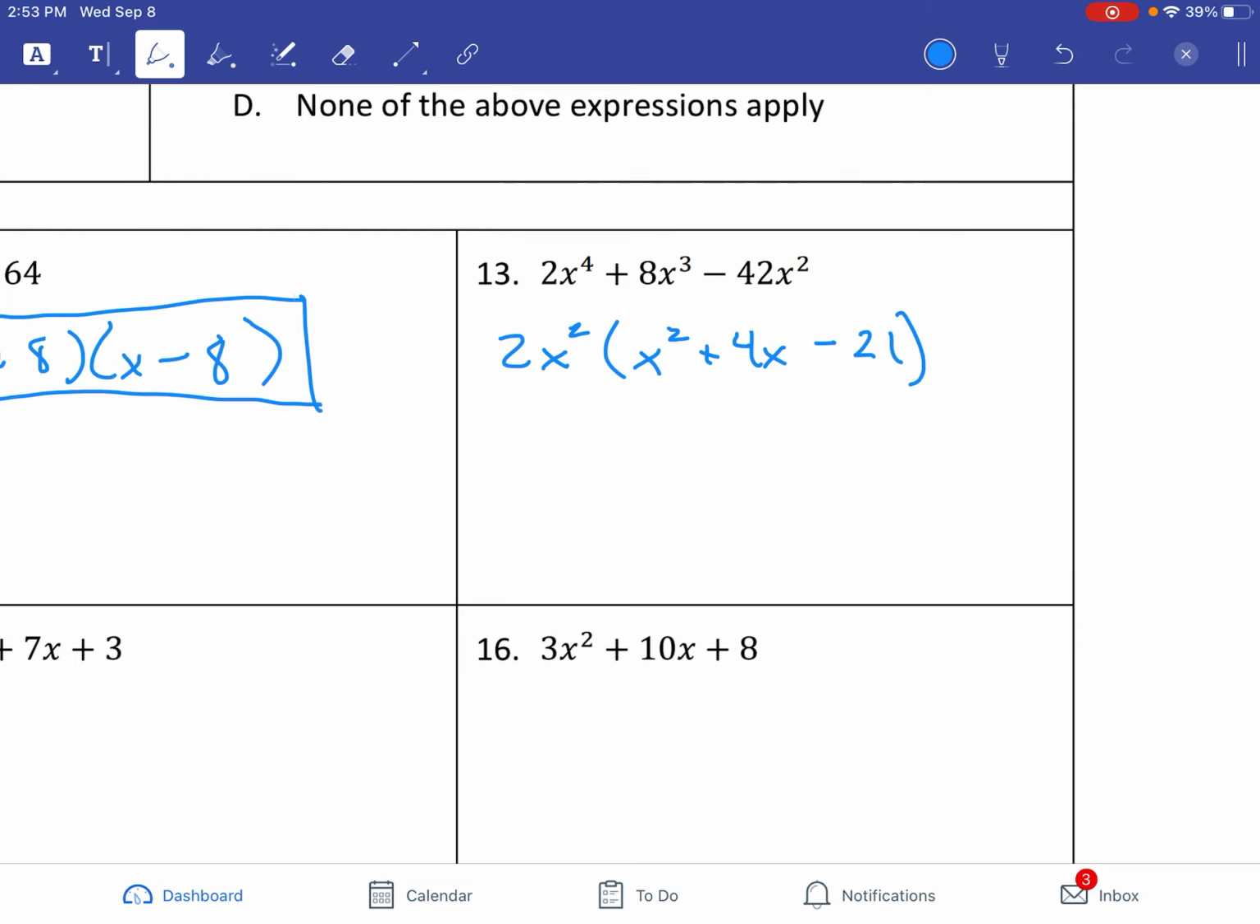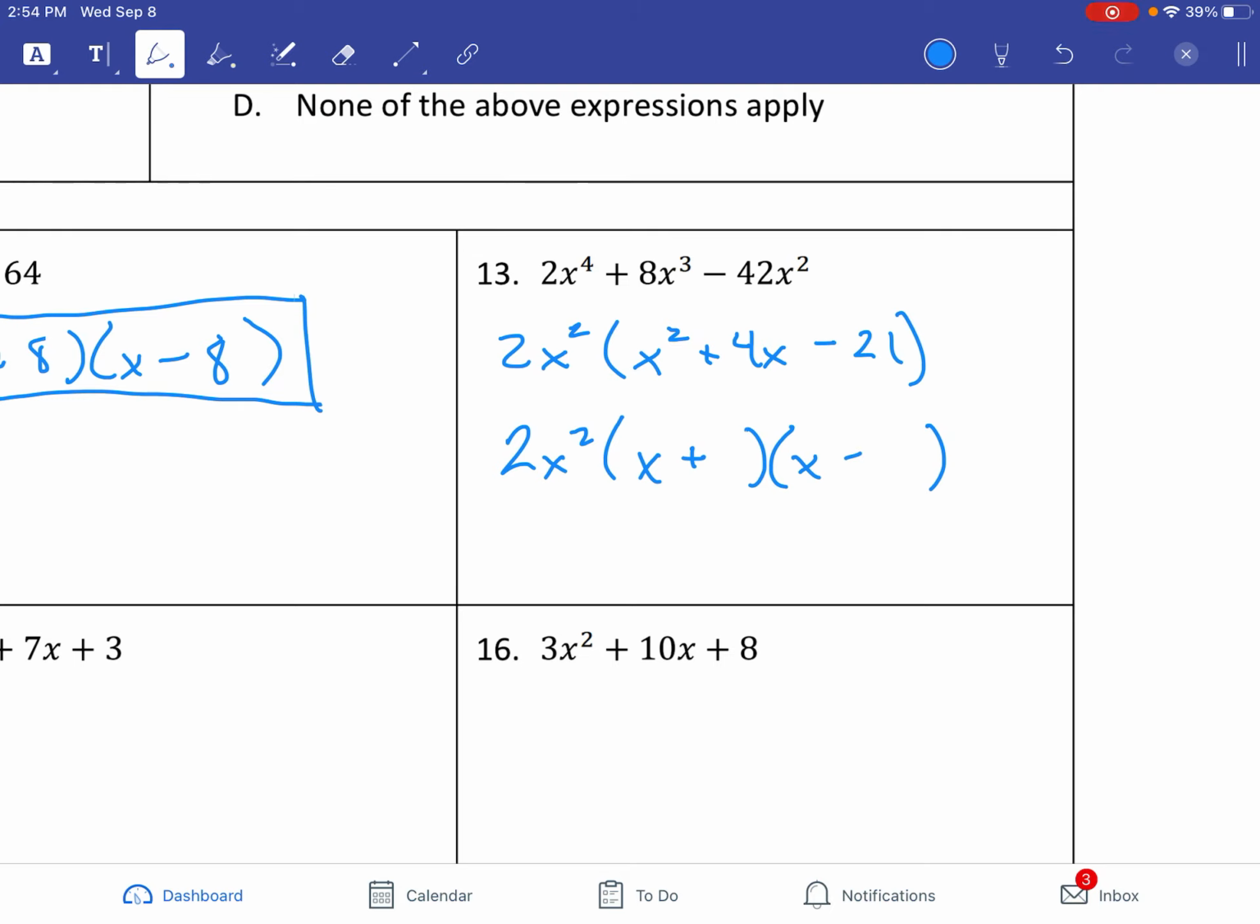Okay, what's left over inside the parentheses is also factorable. So I'm going to factor that as well using simple factoring. I'm going to bring down my 2x squared because it's still part of the problem. All right, so I drop the first sign, which is a plus. What times a positive gives you a negative? That would be a negative.